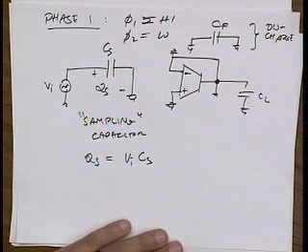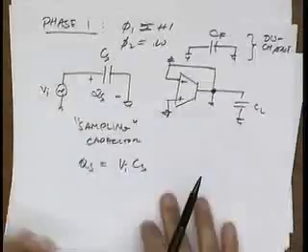Not a trick question. Anybody want to just say the answer so we can move on? Yeah, kT over Cs. Actually, you're wrong.